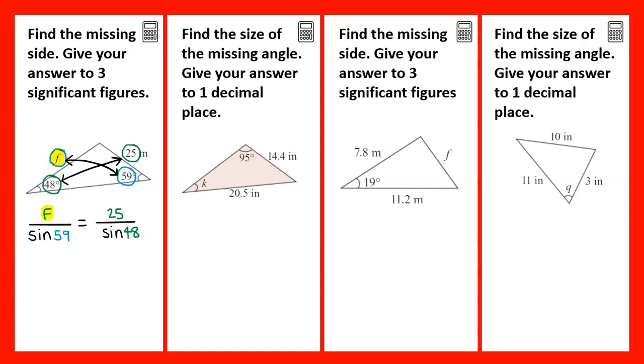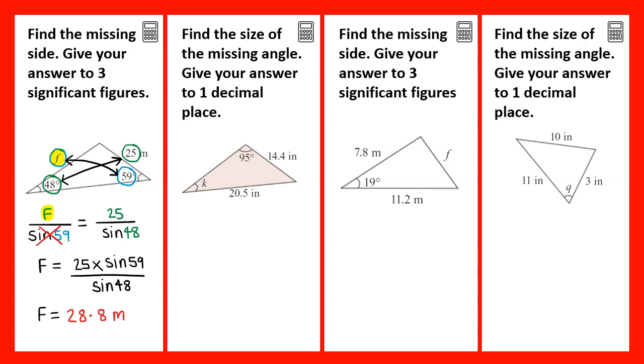To solve and find f, we can make f the subject. This would involve multiplying both sides by sine 59. Therefore, f would be equal to 25 multiplied by sine 59 over sine of 48. This gives me a length of 28.8 meters when rounded to three significant figures.